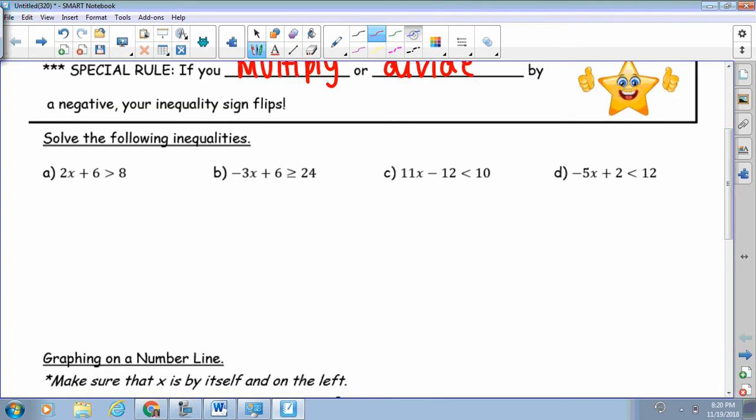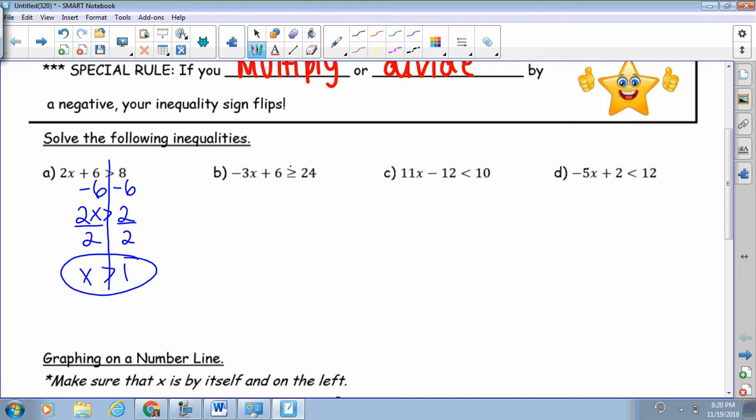So let's practice. These are two-step equations. You're really good at these. First thing we need to do is get rid of our number, our constant. So I'm going to subtract it. 2x is greater than 2. Now you're going to divide by 2. So you get x is greater than 1. That's your answer.